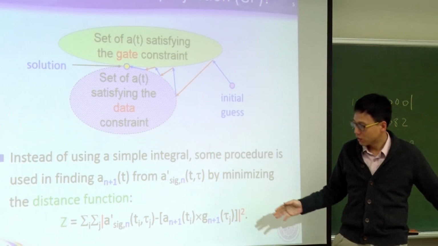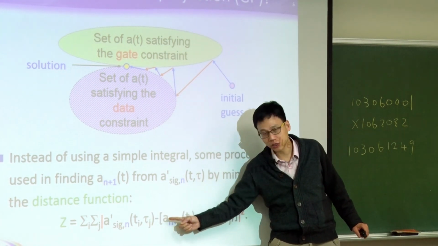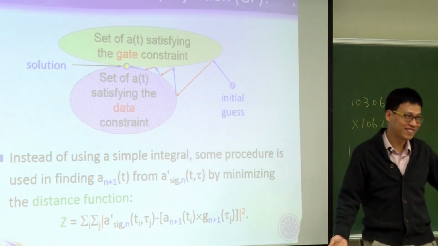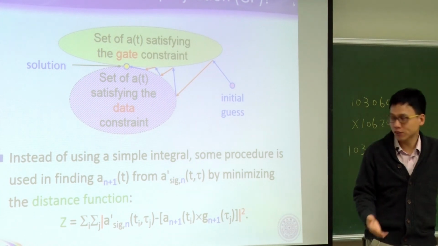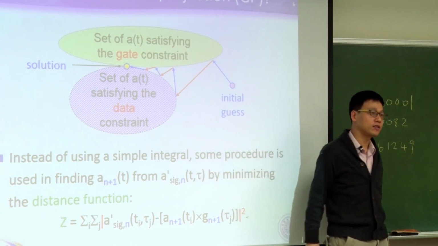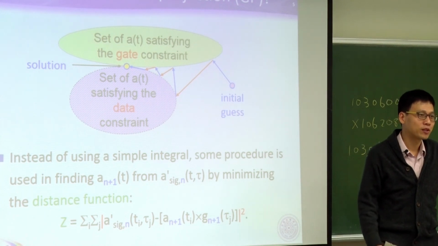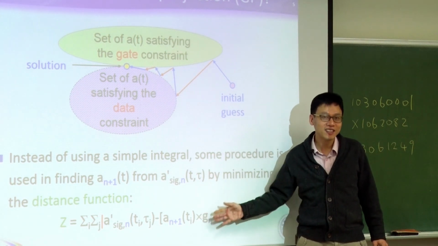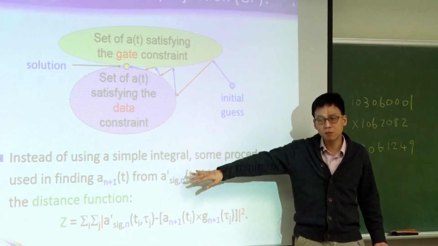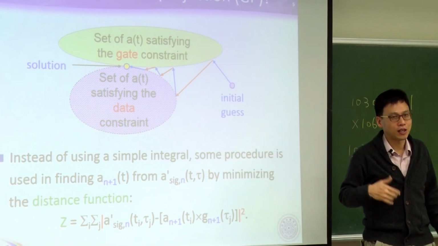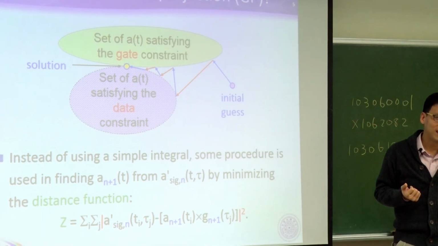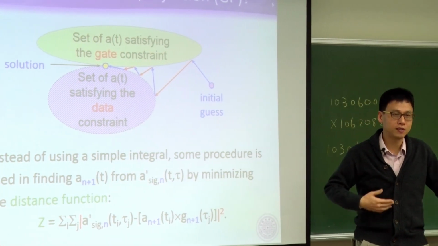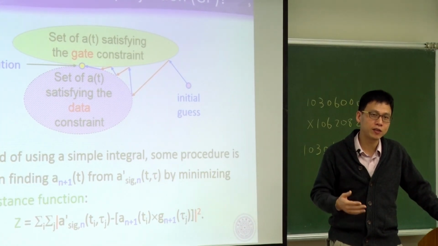Why minimize? The smaller the difference, the closer the new signal pulse and new gate pulse I find are to reality. If they are the right solution, the distance function Z is supposedly 0. So in every loop I try to optimize the updating. A simple integration does not minimize the distance function, so that's why sometimes it does not work. But with this idea, we are supposed to speed up the convergence and arrive at a better solution.